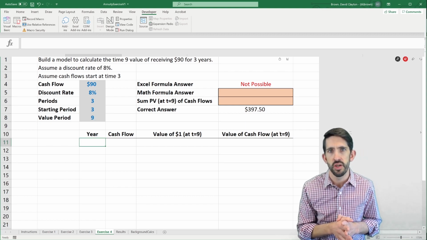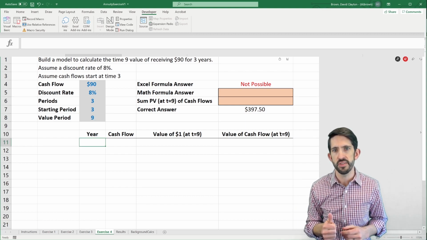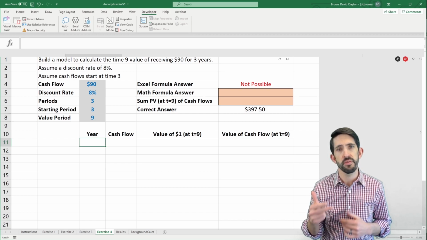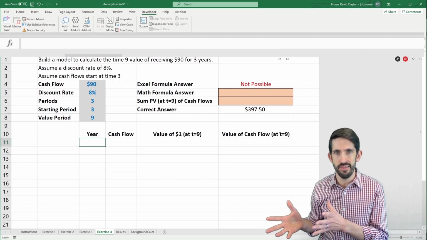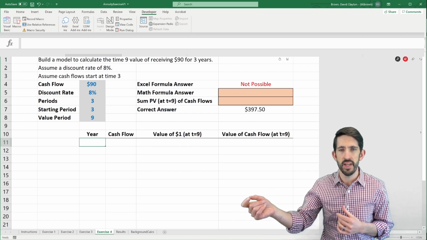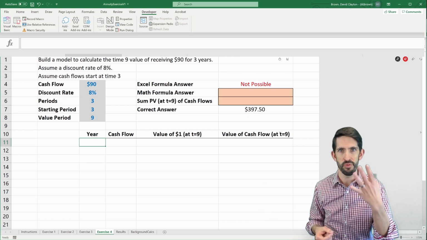In this case, for exercise 4, we're going to value receiving $90 for 3 years, starting at year 3, but now we're going to value it as of time 9. So basically we're going to do a future value of this at time 9 based on cash flows that occur in years 3, 4, and 5.